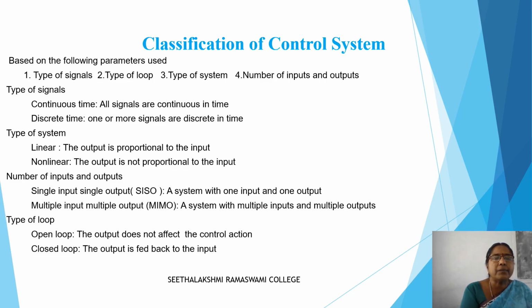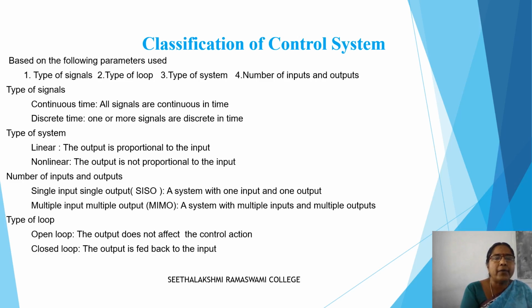Type of the system. If the system is linear, then the output is proportional to the input. That type of control system is called linear control system. In non-linear control system, the output is not proportional to the input.